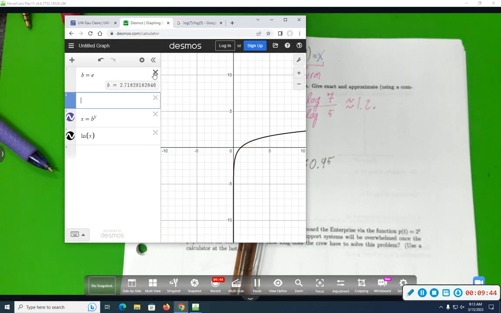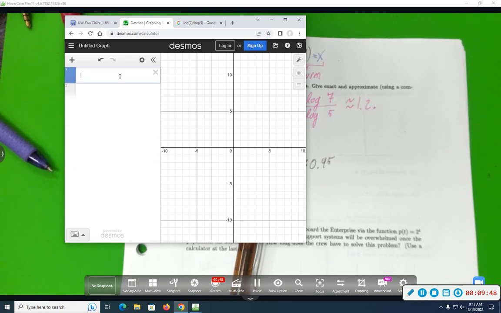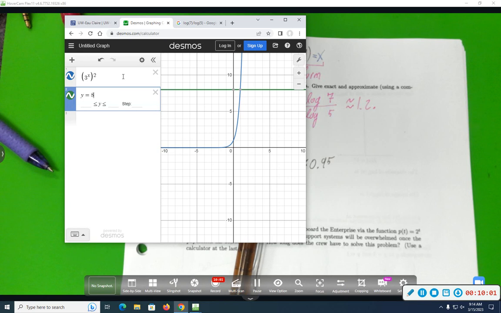So let's graph both sides of this. Let's graph 3 raised to the x, parentheses matter, and then you square that. And let's also graph y equals 8. The solution is the point where they cross. Does that look about right? I believe the decimal approximation, but what do you think?